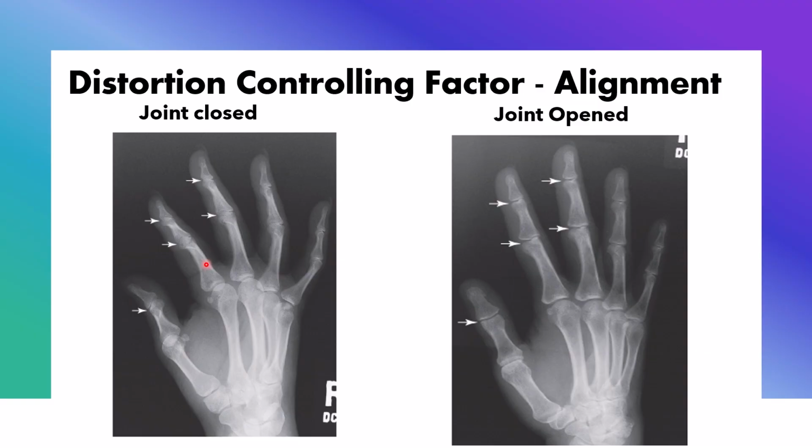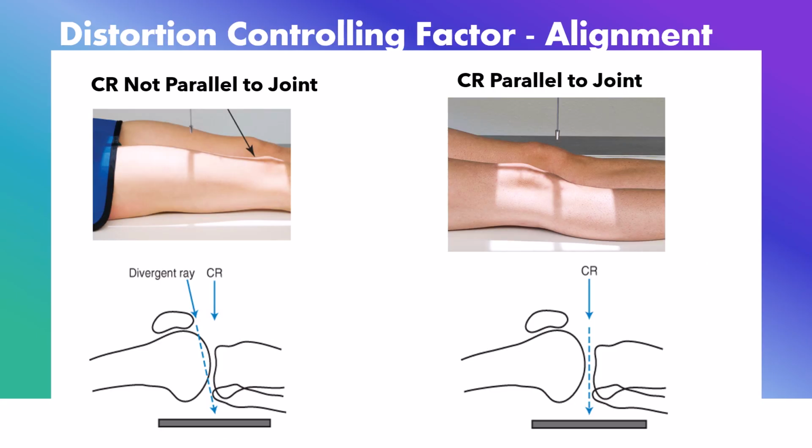And how does it look on a film? Well, here you have distortion because the joint is closed, because these fingers are not parallel to the image receptor. Here, where the fingers are parallel, you can see the joint space is open, and that's what the doctors want to see. Same thing if you look at the knee. You should be centered down here for the knee, but someone's centered up here. And so that divergent beam, this would be the best part of the x-ray, but that's not the knee.